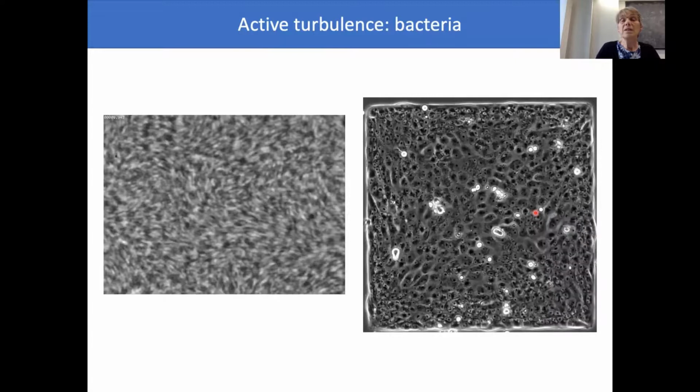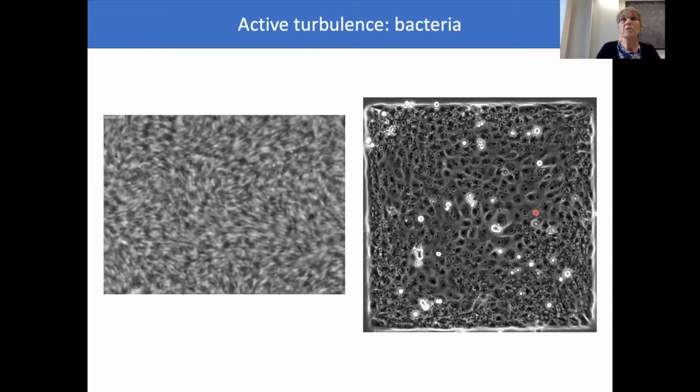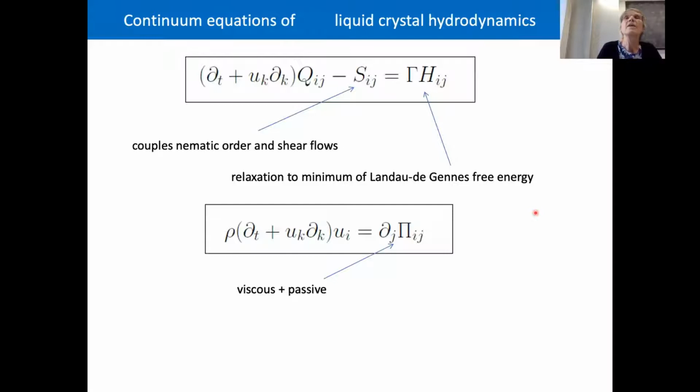Now, the way these are described is by continuum equations of motion, which start off looking like the equations of motion of nematic liquid crystals. So here is the equation, just in outline. Q is the order parameter of the liquid crystals. Q is advected by the flow and then rotated by shear flows. And then the system relaxes to a minimum of a free energy, which means that in equilibrium, it's in a nematic state.